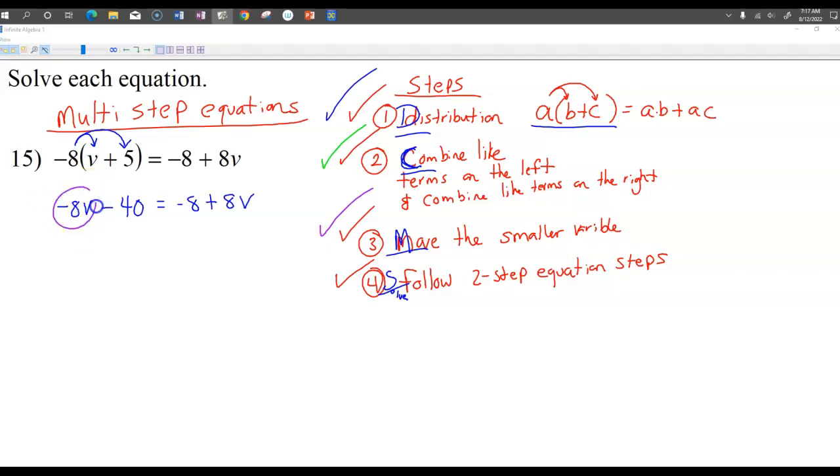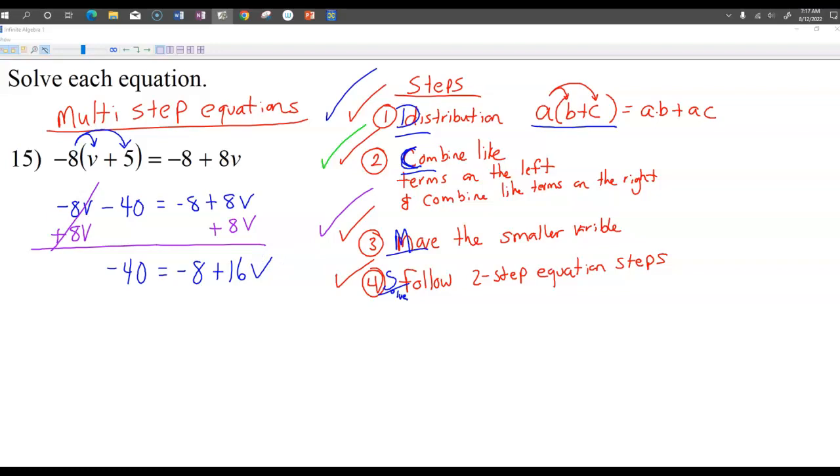Now, how do I get rid of this negative 8? Well, I'm going to do the opposite. This is where we do the inverse operation again. So since this is a negative 8v being put together with a negative 40, I'm going to add 8v to both sides. I do the opposite of the smaller variable. These cancel out, and now I'm left with negative 40 equals negative 8 plus 16v.